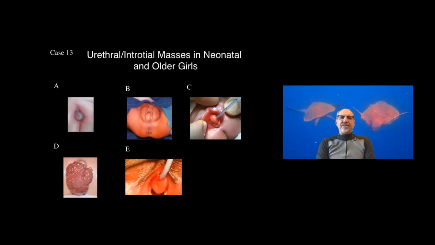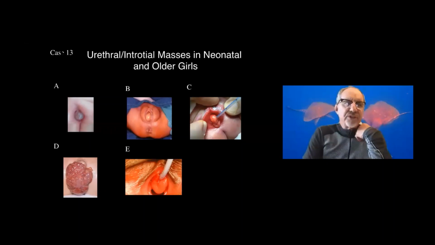Okay, this is a 5-part, actually 6-part question. Case number 13. These are urethral introital masses in a neonate, an older girl, okay? So what diagnosis is not seen in these girls? And are they a pediatric urologic emergency? And forget E, because E's an older child. That's not a pediatric urologic emergency, but it is one of the diagnoses. So this is a multiple parter, so you're gonna have to work quickly because I think Michelle's only giving you 30 seconds. And your options are what's not there.